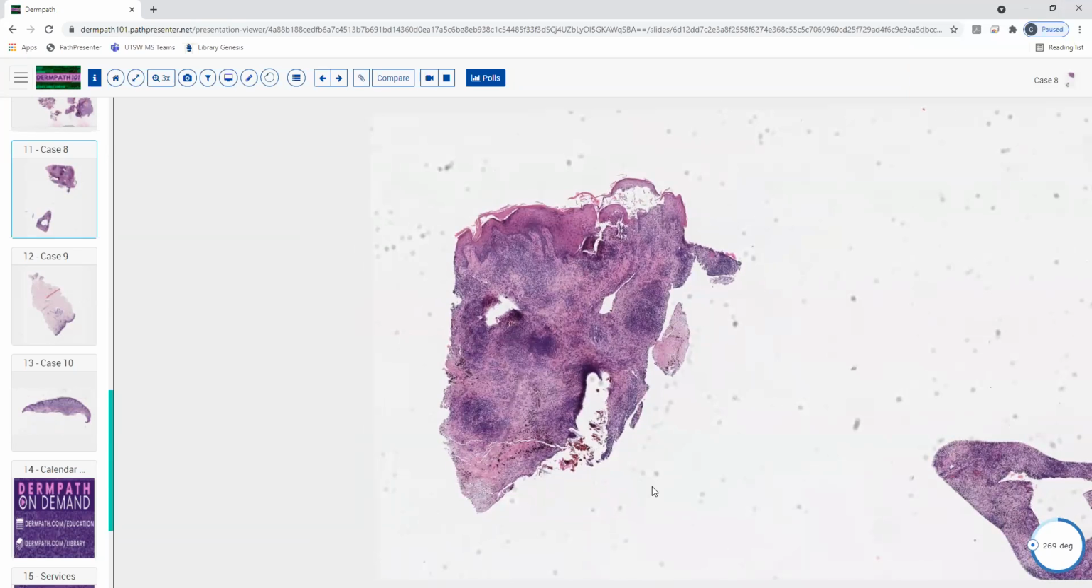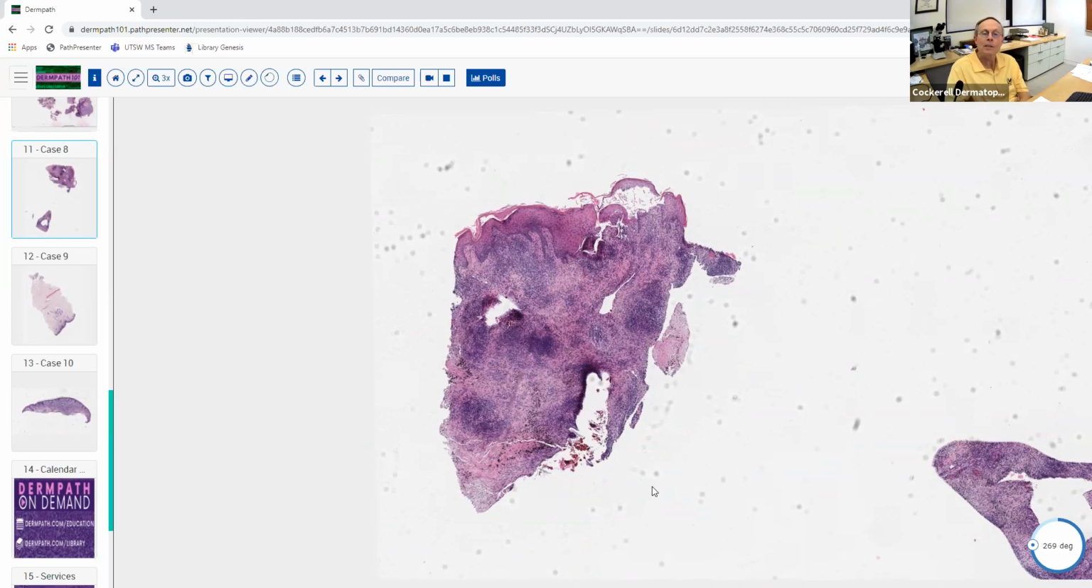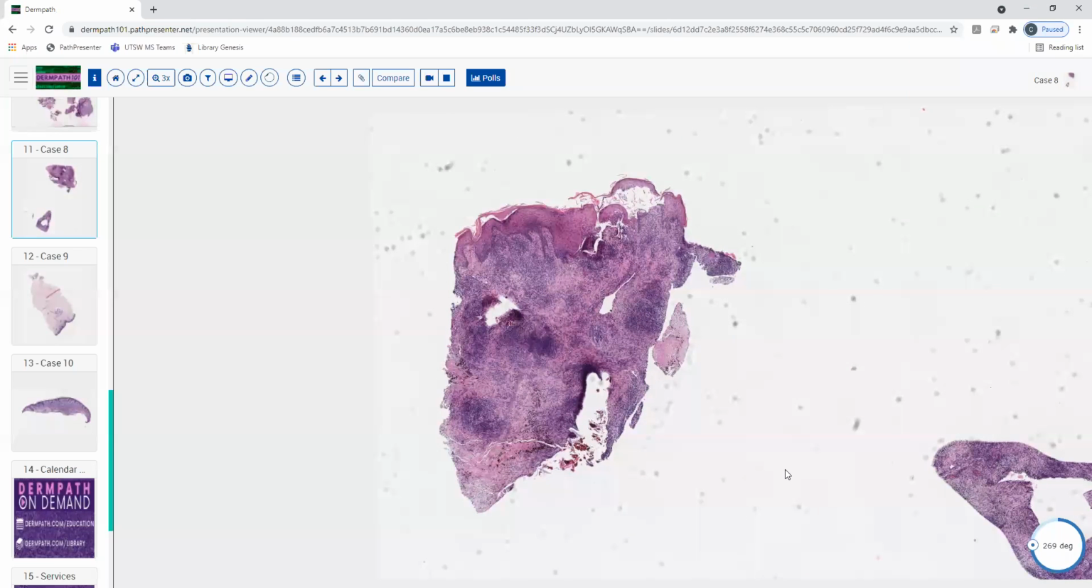So here we have a punch biopsy. It looks inflammatory, I would say, possibly granulomatous. Okay, good. Yeah, you can kind of see that at low power. There's some histiocytes in here. It's got some lymphocytes in here too, doesn't it? Yeah, it's kind of scattered throughout.